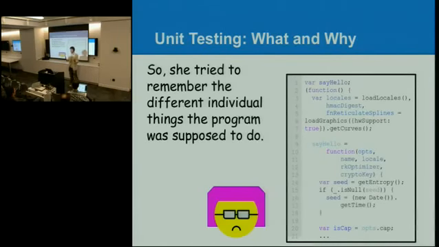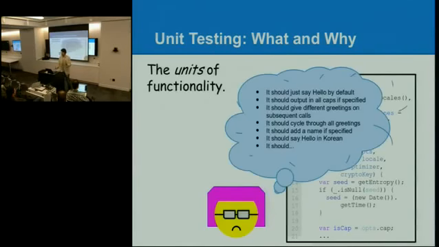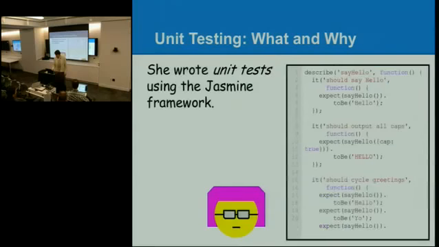Well, you go through the different individual pieces of functionality, the units of functionality that the program is supposed to do. Say hello by default. Take a name optionally. Take an option to capitalize its output. Cycle through different greetings. Localize, so on and so forth. And you write unit tests for it using the Jasmine framework.